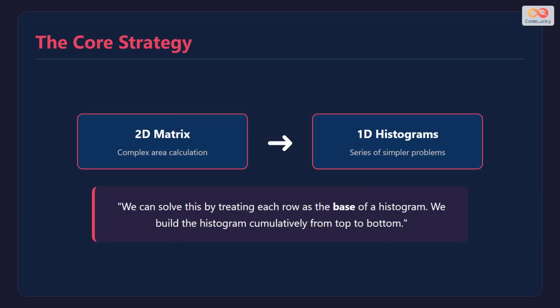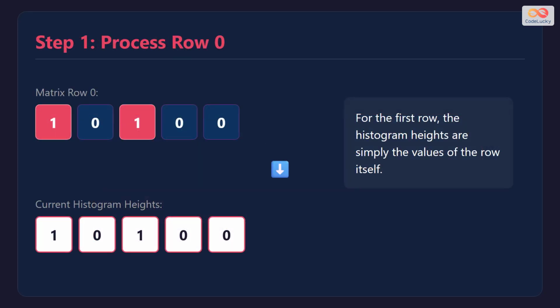The naive approach of checking every possible rectangle is too slow. The key insight is to transform this two-dimensional problem into a series of simpler, one-dimensional problems using histograms. We process the matrix row by row. For the first row, we simply treat the sequence of ones and zeros as the heights of a histogram. Since there is nothing above it, the heights are just the values of the cells.